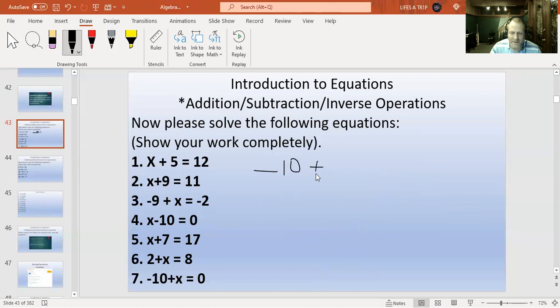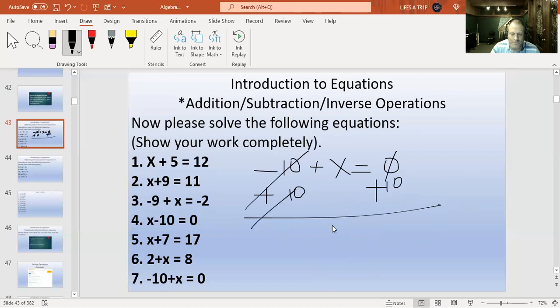-10 plus X equals 0. All right, cancellation method through inverse operation. What you do to one side, you do to the other side. Cancel. X equals 10. Just that easy, guys. Just that easy. Takes some getting used to.